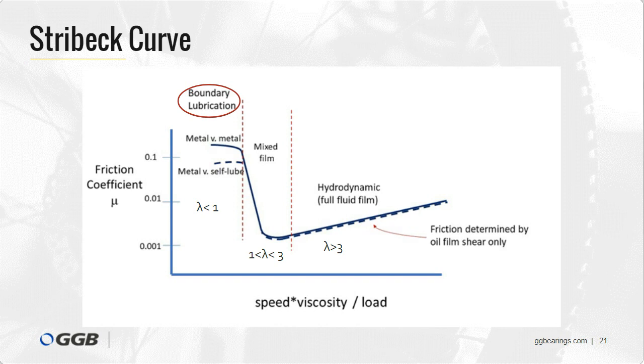So our lambda is less than one, so we have contact, but you can see the effect of the self-lube material where the friction of the system is lower than it is metal on metal. So you've got two things going on. You've got the effect of the external lubrication, and you've got the self-lubricious aspect of the material system that's sliding against each other. It's pretty critical that we have developed a whole business around this concept, because we sell polymer bearings, and they work well like this in boundary lubrication.